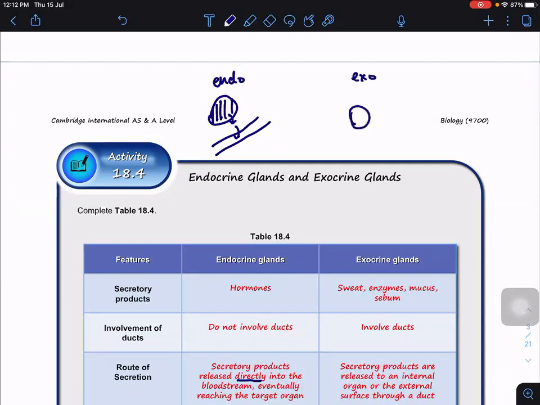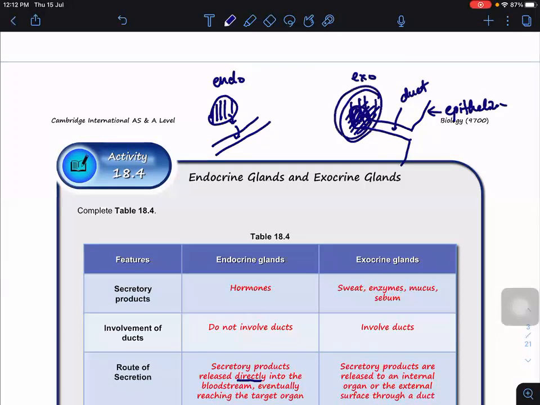Exo, you have a gland, but this gland will be connected to a channel. This channel is known as a duct. So this is the epithelium. This group of cells secretes the secretions, and the secretion will be transported in the duct onto the surface of the epithelium. Are you clear? So this one is the exocrine gland.